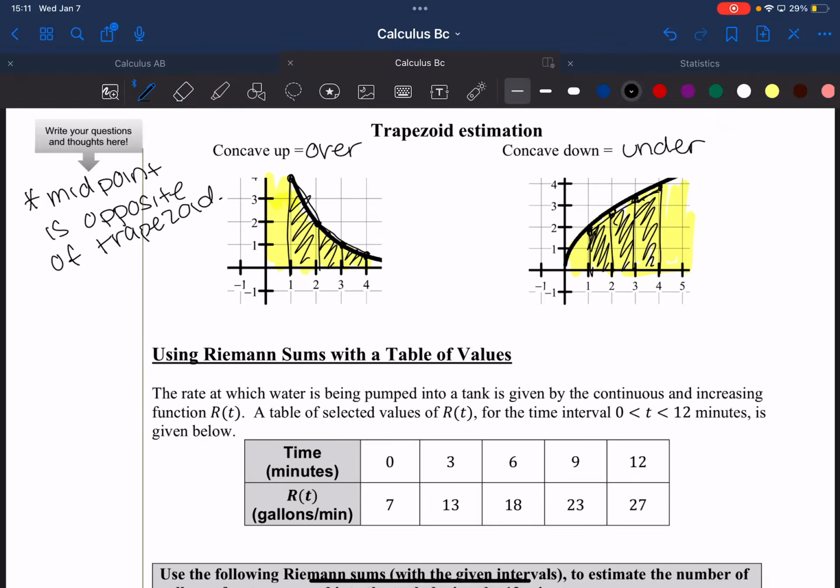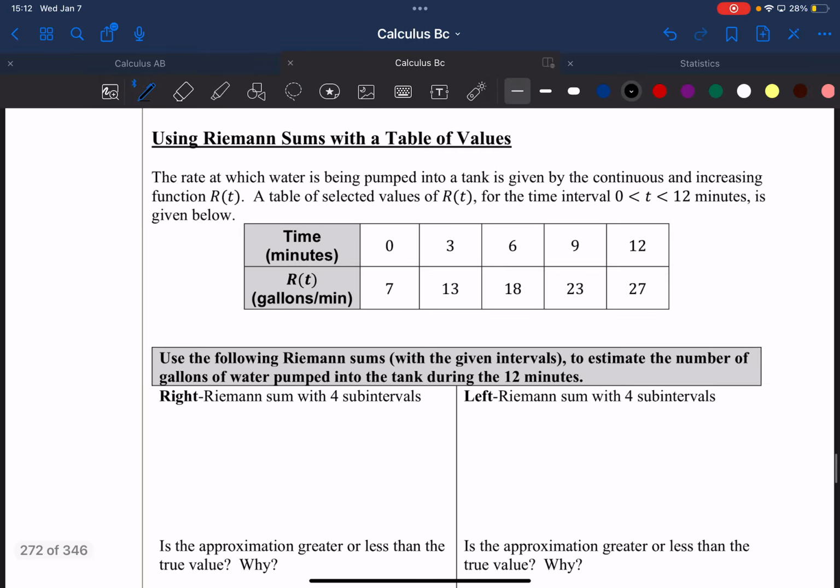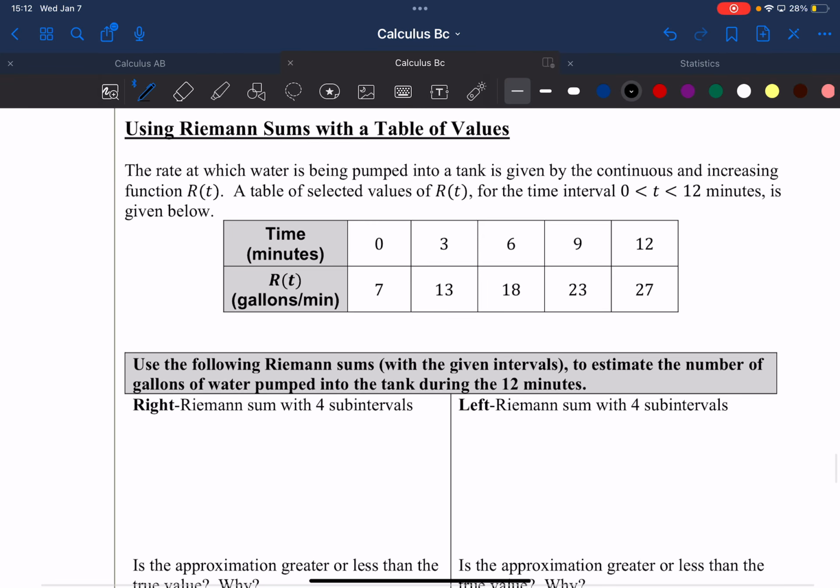The last part of the notes is showing us how to use Riemann's sum with a table of values. Okay. This is what the majority of your homework is going to look like, using the table of values. You will have a couple graphs, but majority it will be tables. So it says the rate at which water is being pumped into a tank is given by a continuous and increasing function R of t. Very important information. That's why I'm highlighting it. A table of selected values of R of t for the time interval t between 0 and 12 minutes is given below.